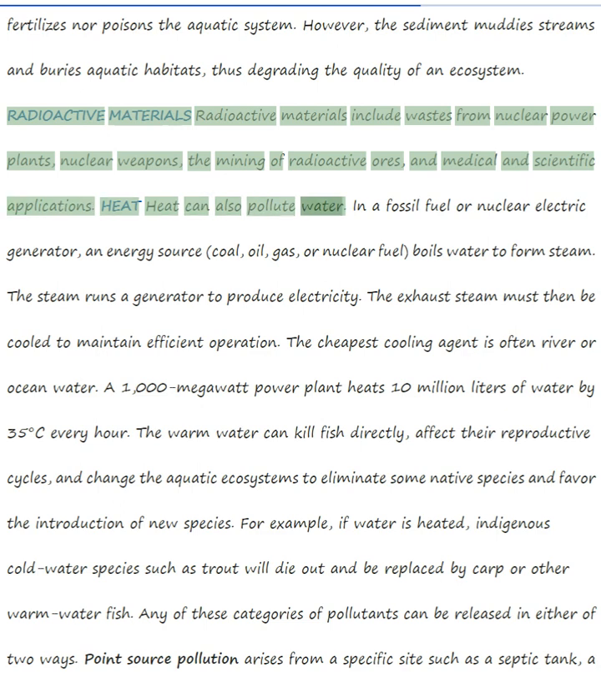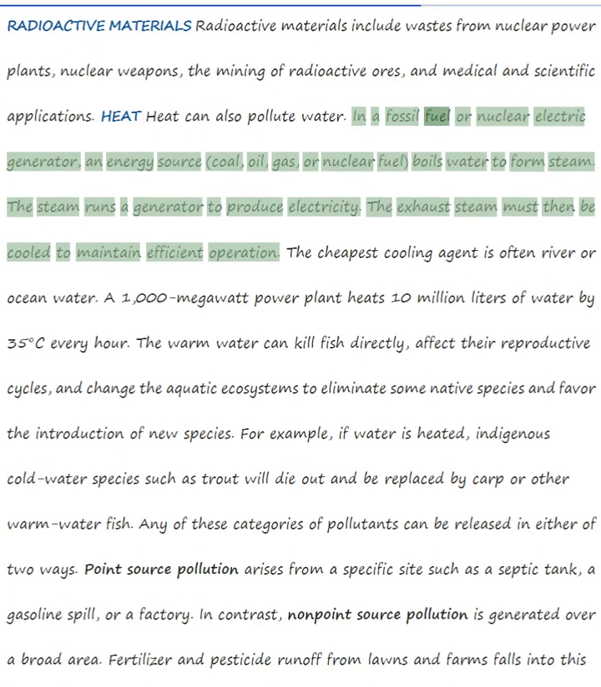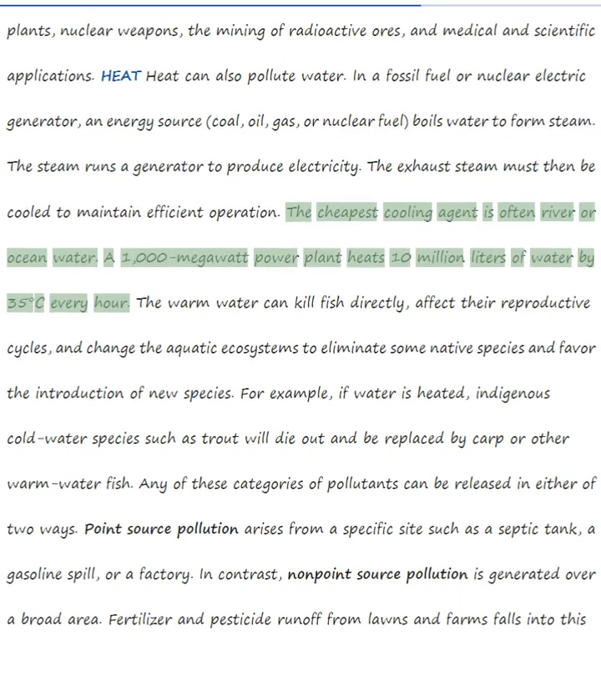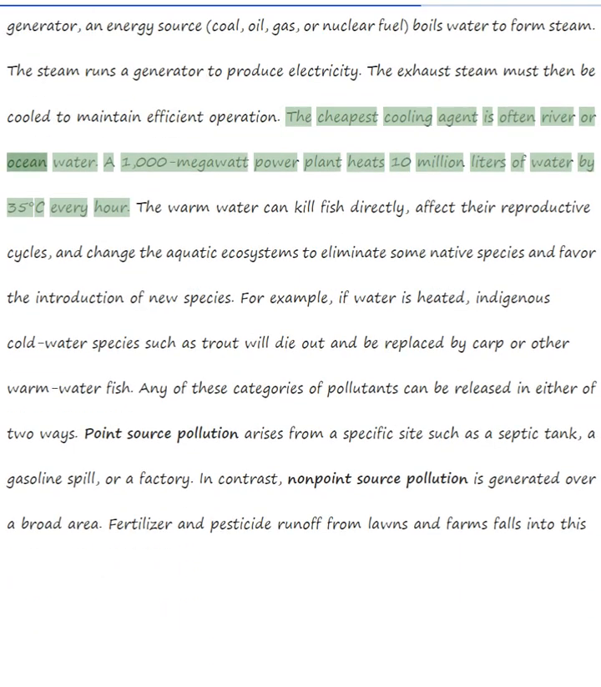Heat can also pollute water. In a fossil fuel or nuclear electric generator, an energy source boils water to form steam. The steam runs a generator to produce electricity. The exhaust steam must then be cooled to maintain efficient operation. The cheapest cooling agent is often river or ocean water. A 1,000 megawatt power plant heats 10 million liters of water by 35 degrees Celsius every hour.